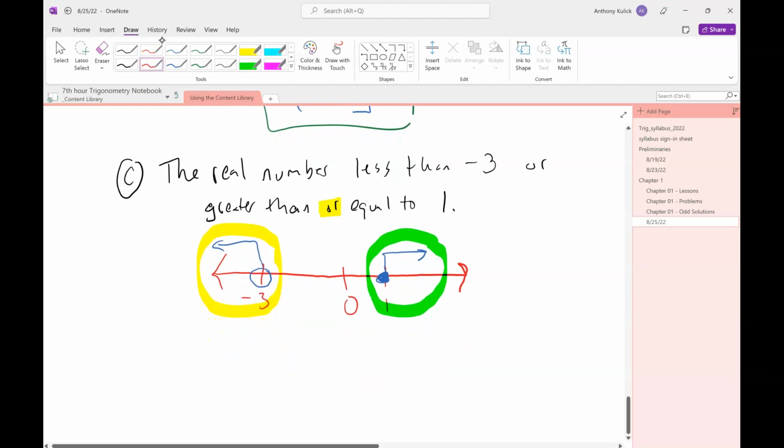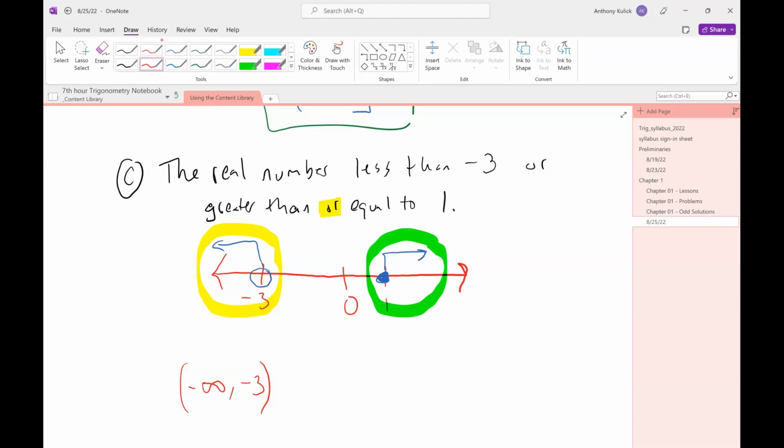Okay. So for the yellow piece, how am I going to write that interval? What do I write? What's my lower bound? -infinity. And my upper bound is? -3. Everybody's okay? Okay. For the -infinity, parenthesis or bracket? Parenthesis. And the -3, parenthesis or bracket? Parenthesis. Again, open circle or not included means parenthesis.